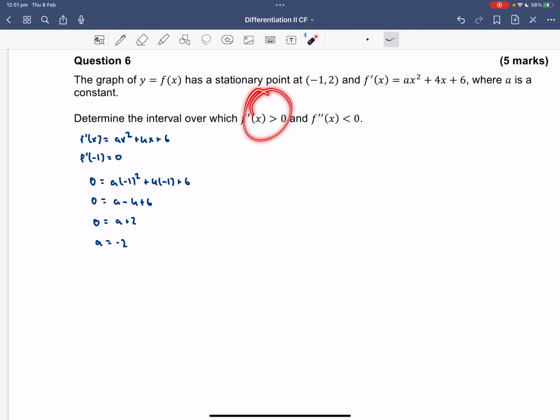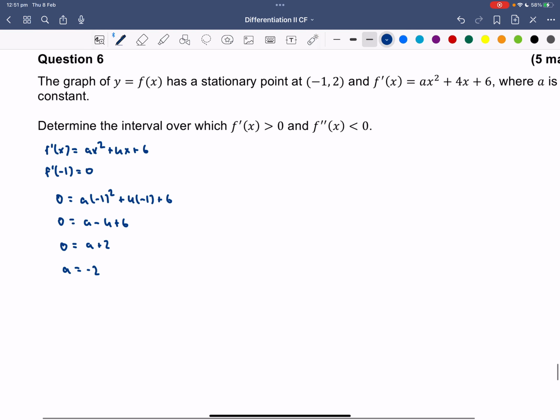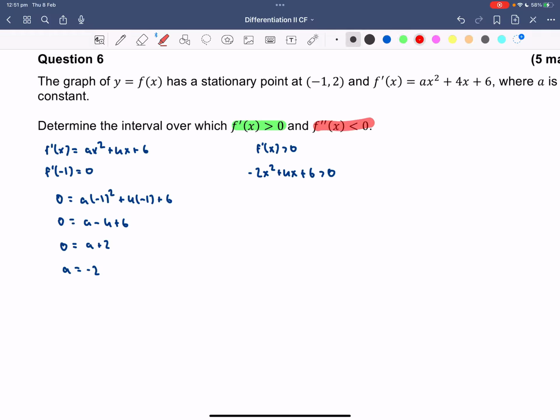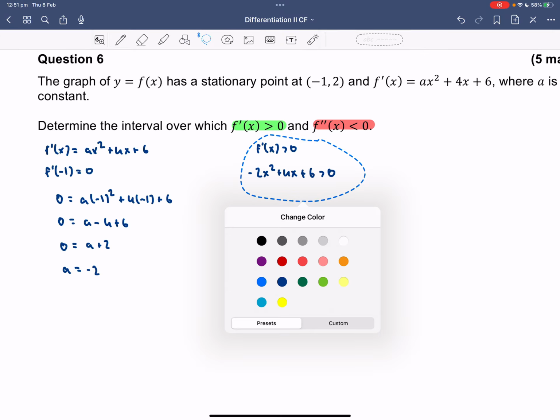I want to find out, first of all, when the first derivative is more than 0. So I want to find out if f dash x is more than 0. We want to find out when is -2x squared plus 4x plus 6 more than 0. Remember, we have two different facts. I'll just do them in different colors so we don't get confused. We have green fact and we have red fact. So let's work with the green first. The derivative has to be more than 0.